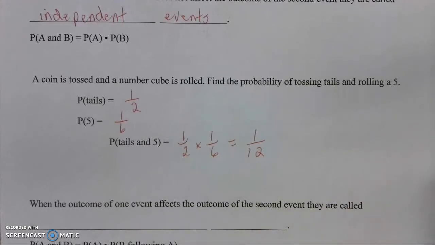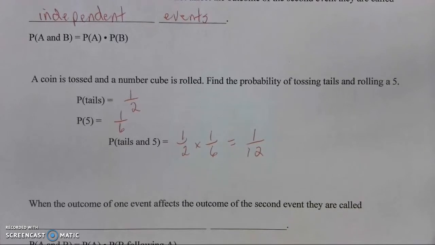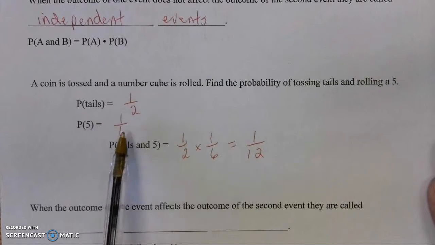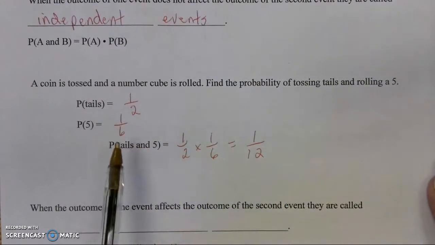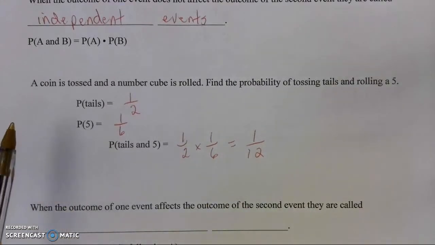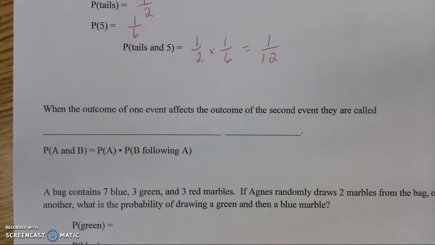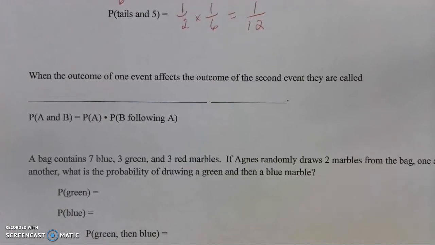Now, if you think back to a couple days ago when we did compound events and we set up tree diagrams and just lists, you can actually make a tree diagram or a list and show the 12 outcomes. And then as you see those 12 outcomes, you would see that there's only one way that I can have tails and a 5.